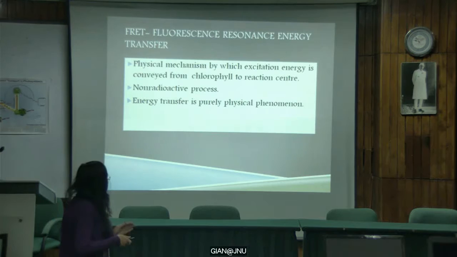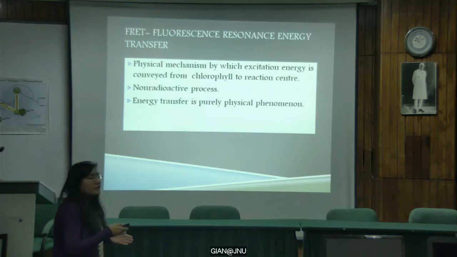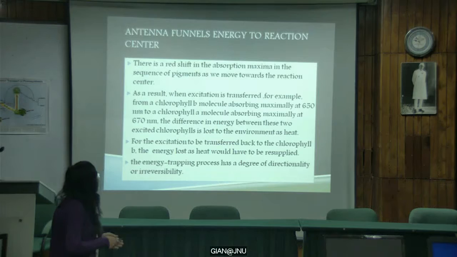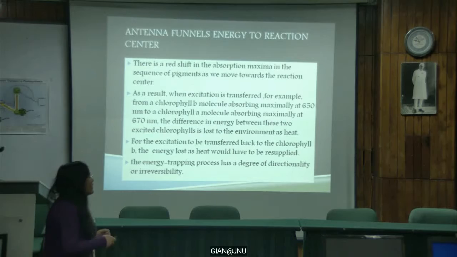The main difference between the energy transfer in a light harvesting complex and electron transfer is that energy transfer is a purely physical phenomenon, whereas electron transfer involves a chemical redox reaction. Now, there is a redshift observed in the absorption maxima in the sequence of pigments as they move towards the reaction center. That is, the energy of the excited state is lower nearer to the reaction center as compared to the peripheral positions of the light harvesting complex.